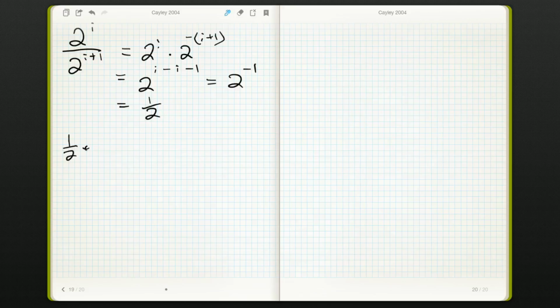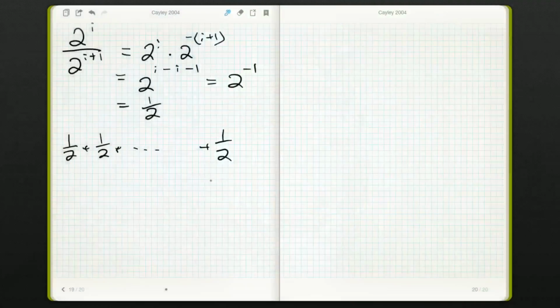So we're really just doing a half, plus a half, all the way to plus a half. So we're adding up a whole bunch of halves. We're adding the same number multiple times. That's what multiplication is for. So if I knew how many halves we were adding up, just multiply that number by a half, and we're done. Okay, if we need to, we can even use our calculator. So how many halves do we have?